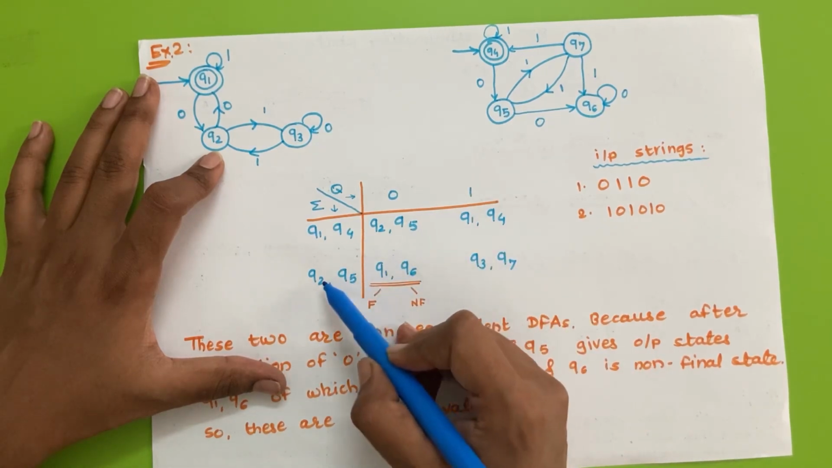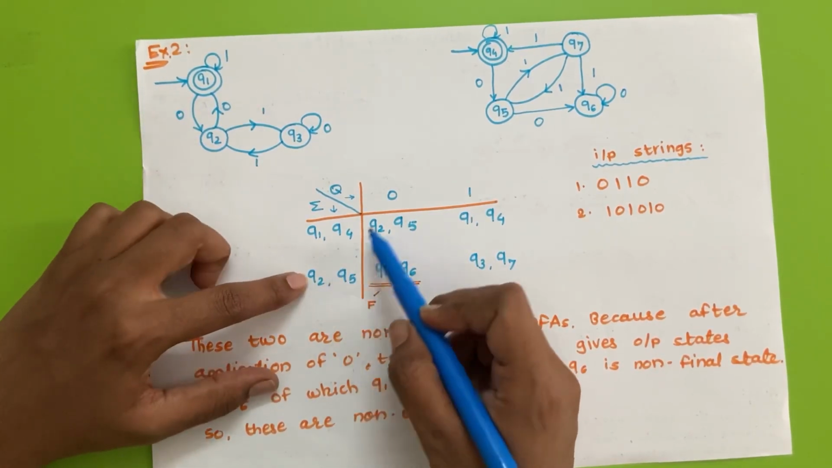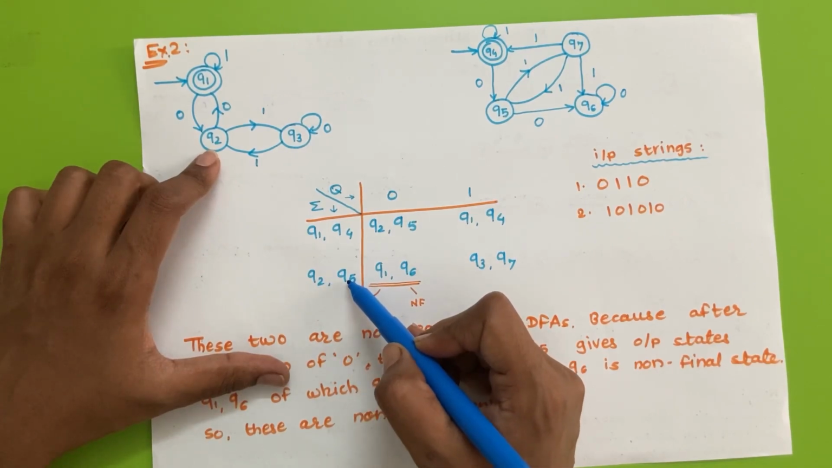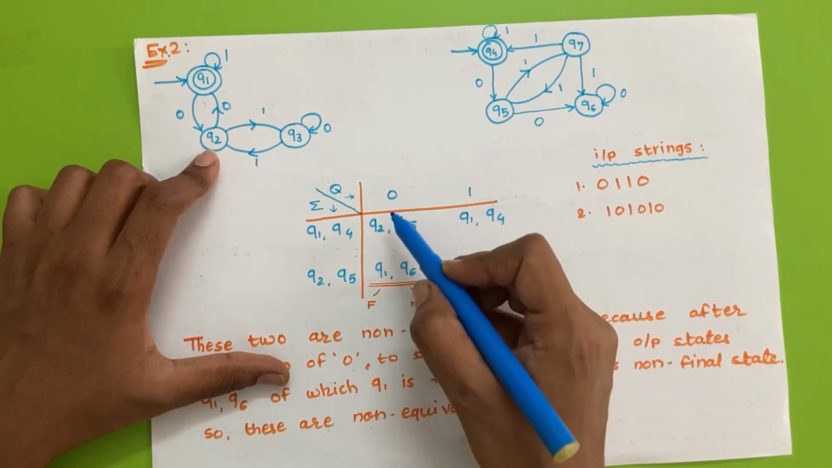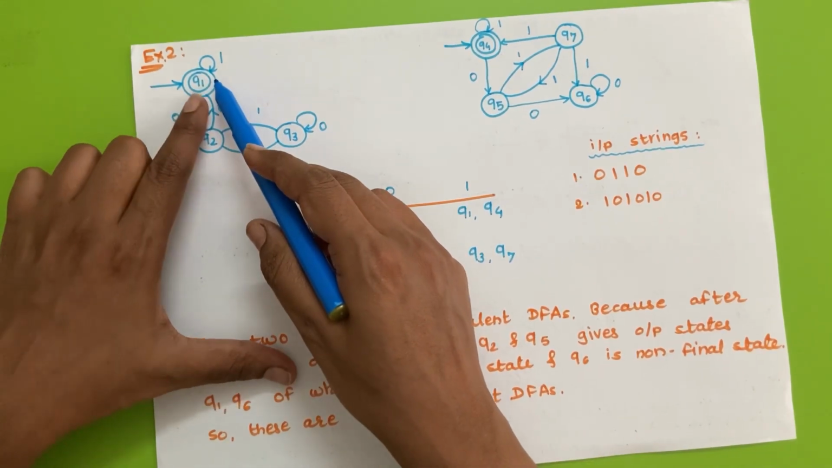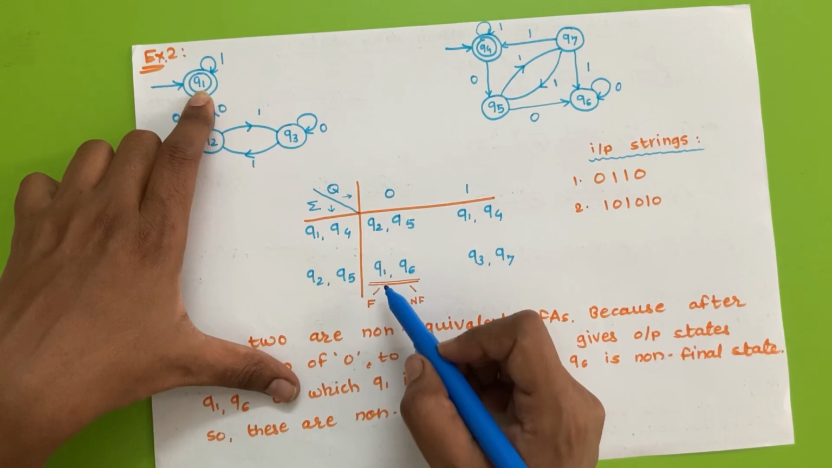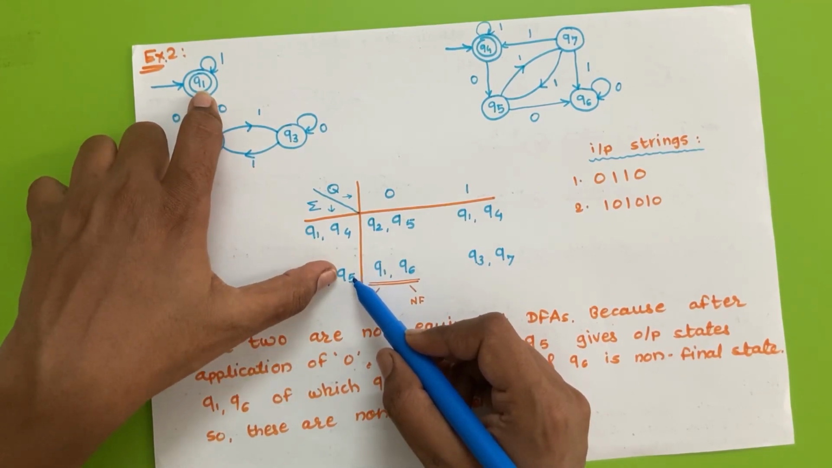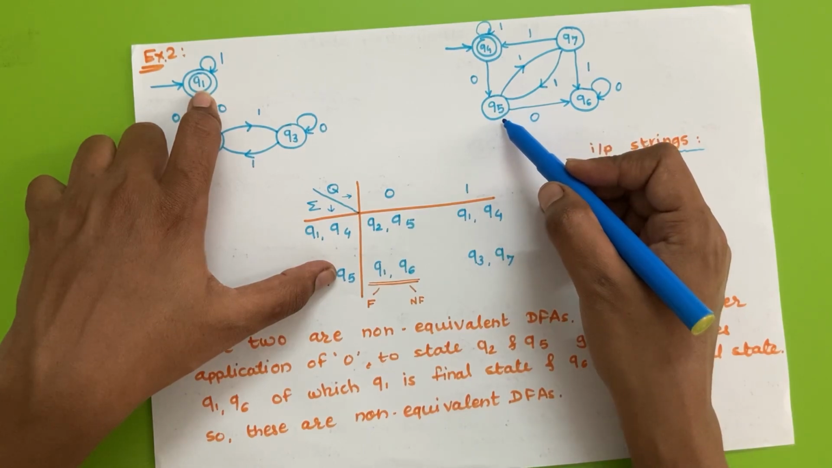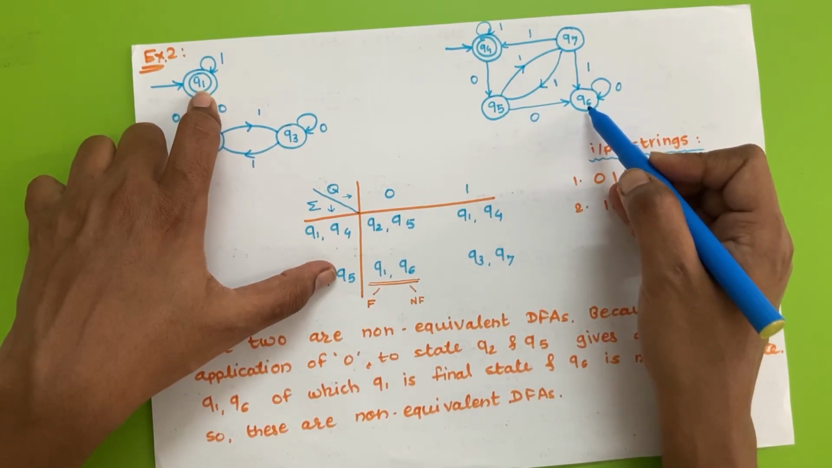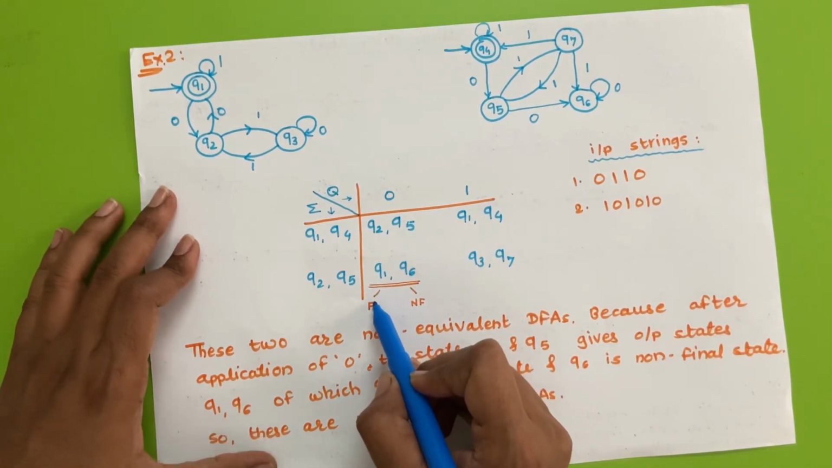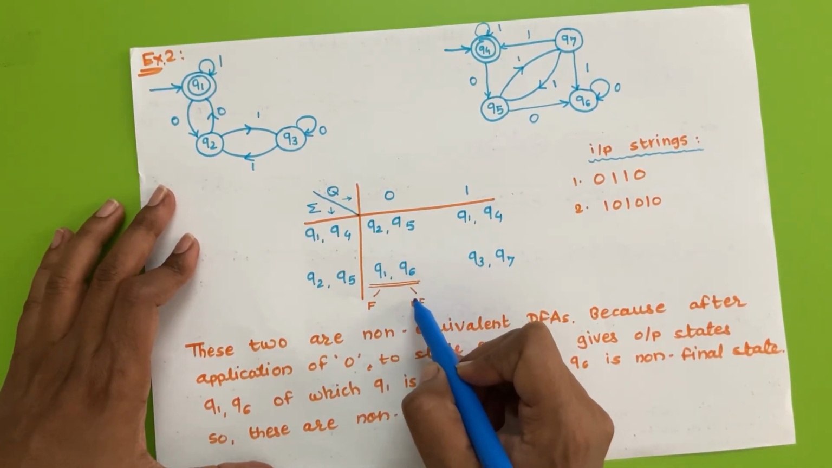Now next, if we observe 0 input given to state Q2, Q2 is a non-final state, and Q5 is also a non-final state. If we supply 0 input to Q2, then we'll go to state Q1, that is our final state, and in case of Q5, if we supply 0 input, it will go to state Q6, and Q6 is not a final state, which means here we'll get one combination as final and the other as non-final.